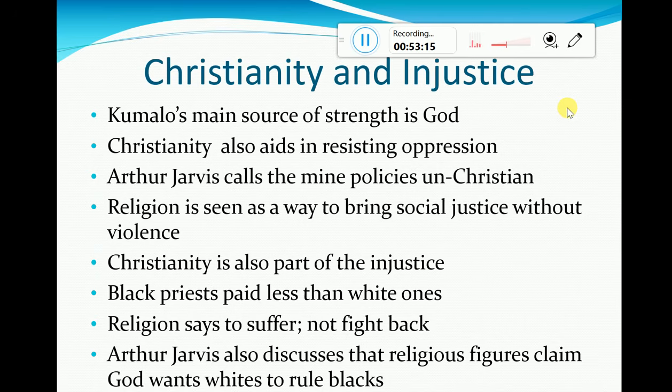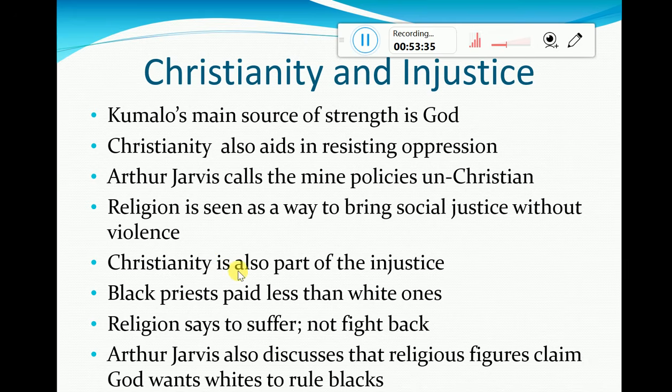There's a theme of Christianity and injustice. Kumalo's main source of strength is God. He was always clinging his faith to God. Christianity also aids in resisting oppression. Arthur Jarvis calls the mine policies unchristian. Religion is seen as a way to bring social justice without violence.